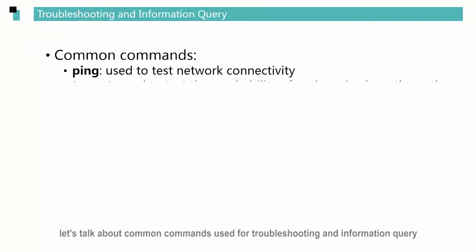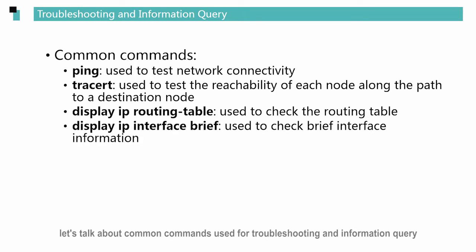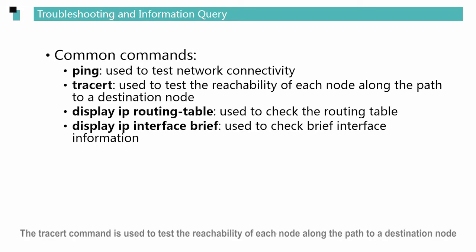Next, let's talk about common commands used for troubleshooting and information query. The ping command is used to test network connectivity. It displays only the connectivity of the route to the destination node without returning results for individual hops along the route. The traceroute command is used to test the reachability of each node along the path to the destination node.